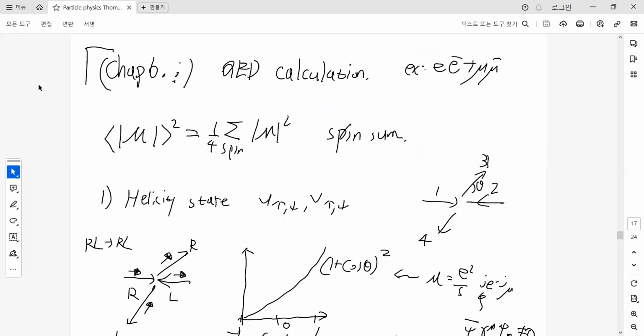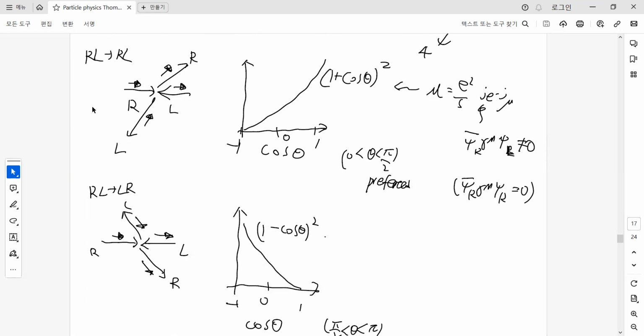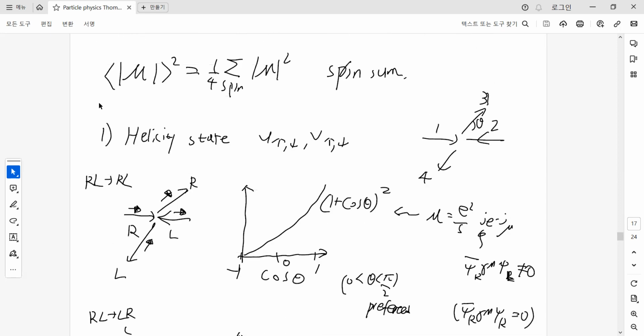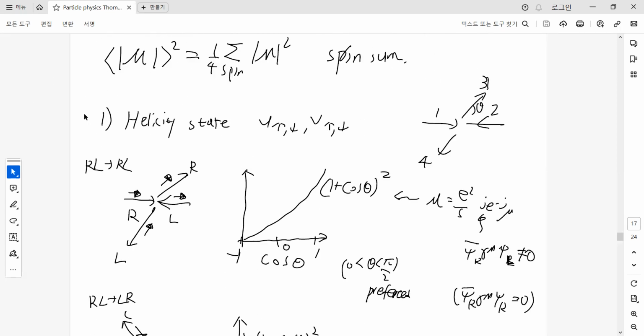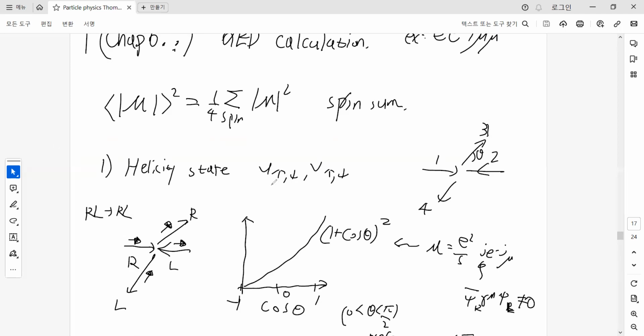First of all, rather than the spin summation, the direct method is by using the helicity state. The helicity state is a solution of the Dirac equation, and if we insert the helicity state in the amplitude, then we can obtain the angular distribution or other distributions of the cross section. So first, we consider that of the initial particles, one is right-handed and the other is left-handed, and likewise for the final state, one is right-handed and the other is left-handed. Then we can draw the helicity states with the momentum direction.